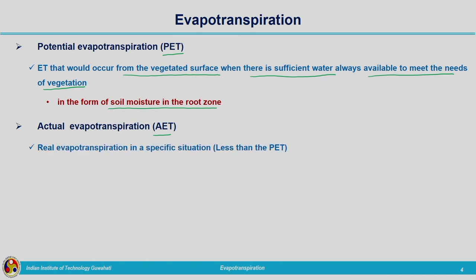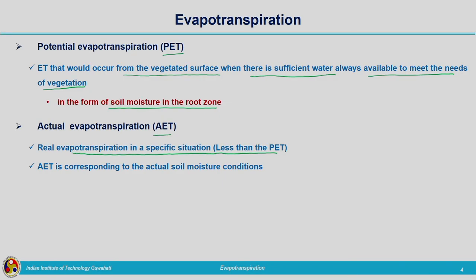Now, coming to actual evapotranspiration, it is the real evapotranspiration in the particular vegetated surface that will be less than potential evapotranspiration. Imagine a surface: always there will not be an abundant quantity of water. Sometimes, depending on the seasons, the water availability in the form of soil moisture will be varying. So, always it won't be at a maximum level. So, depending on the actual prevailing soil moisture, how much evapotranspiration is taking place, that is termed as the actual evapotranspiration. AET corresponds to the actual soil moisture conditions.